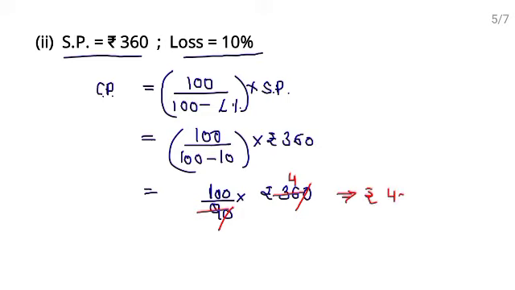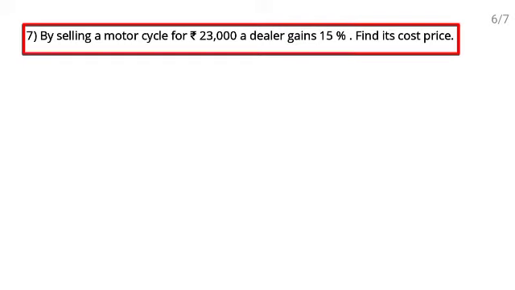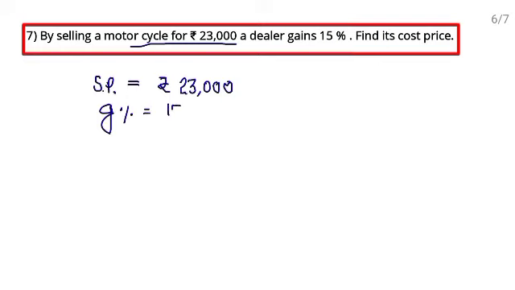Next question. Question number 7. By selling a motorcycle for rupees, this is the selling price they have given, rupees 23,000. They said dealer gains, how much gain is he making? 15%, right? So they have given gain percent is 15. Clear? Find the cost price.